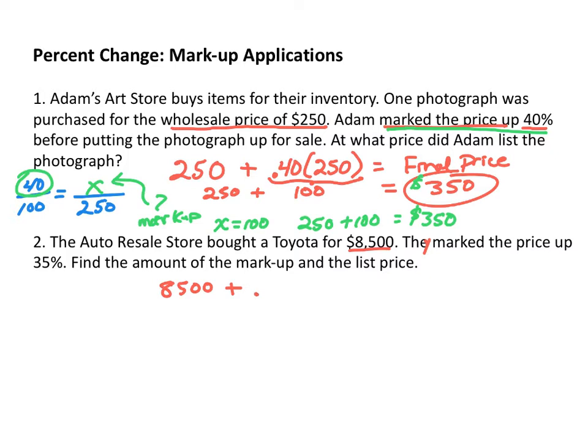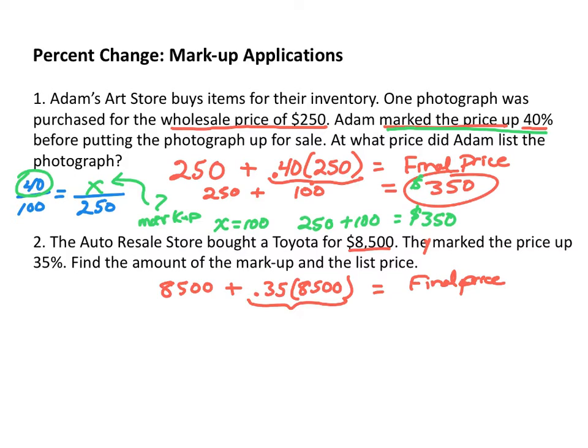35%, that's 35% of the original price. And here we can multiply, equals the final price. The final price would be the list price of the car. When you go to the car dealership, you are potentially paying the final price.